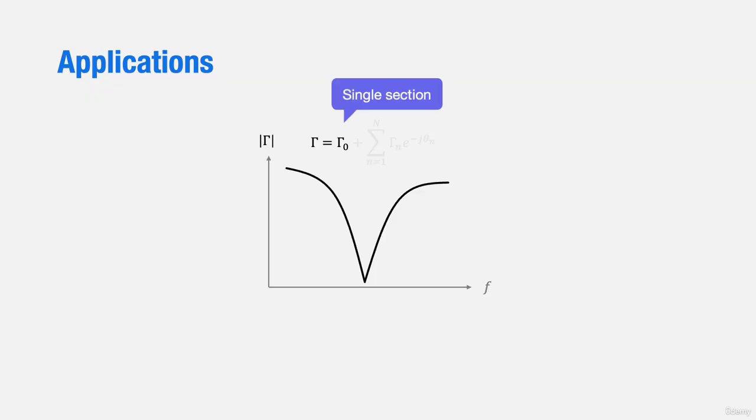The answer is simple. For a single-section line, the frequency response curve of its reflection coefficient is fixed. Adjusting the line length only changes the operating frequency, which moves the response from side to side. There is almost no way to adjust its response curve, for example, if we want to control the bandwidth.